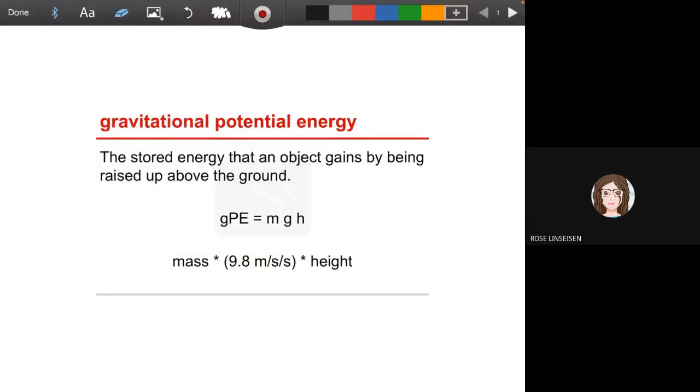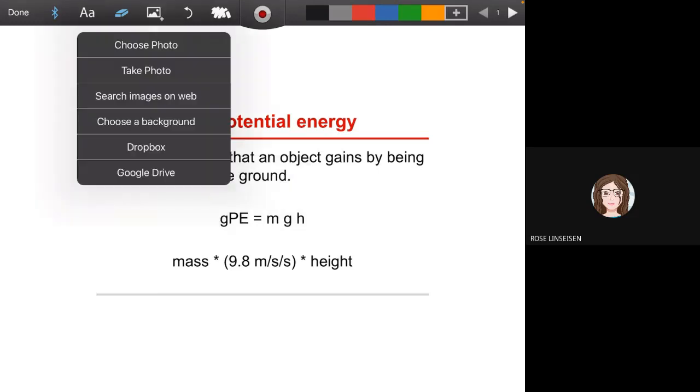So what we have been looking at and what we're going to continue to look at is gravitational potential energy. This is the formula. It's the mass of the object times gravity, which we're always going to use as 9.8 meters per second squared, times height. So that's the formula we're going to be using for gravitational potential energy.